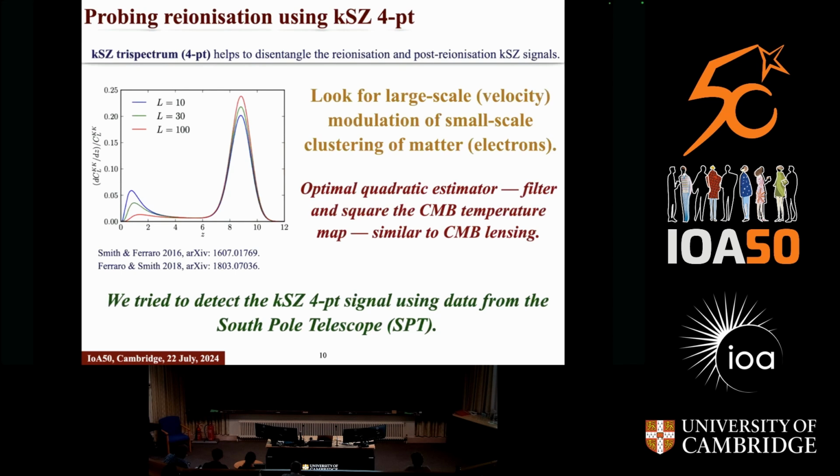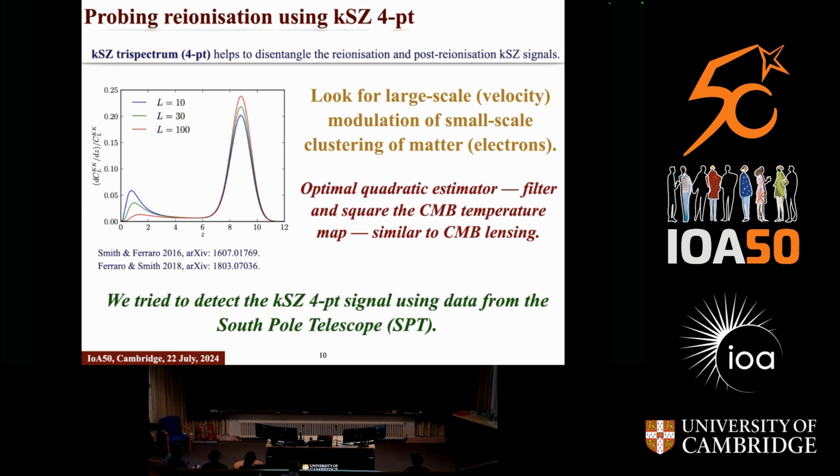So what was proposed back in 2016, in papers by Kendrick Smith and Simone Ferraro, is that instead of looking at the power spectrum, we can actually look at the four-point function, or the trispectrum. KSZ does not have a bispectrum because it just cancels out. So this is basically looking for non-Gaussianities in the KSZ signal. And this is basically just a large scale modulation of small scale clustering of electrons.